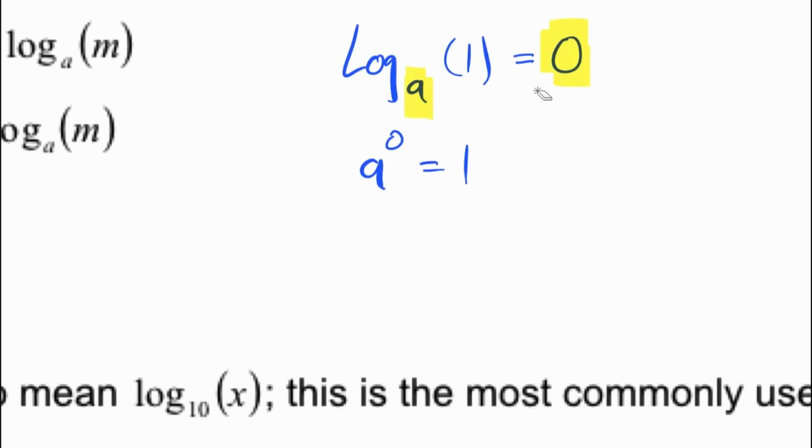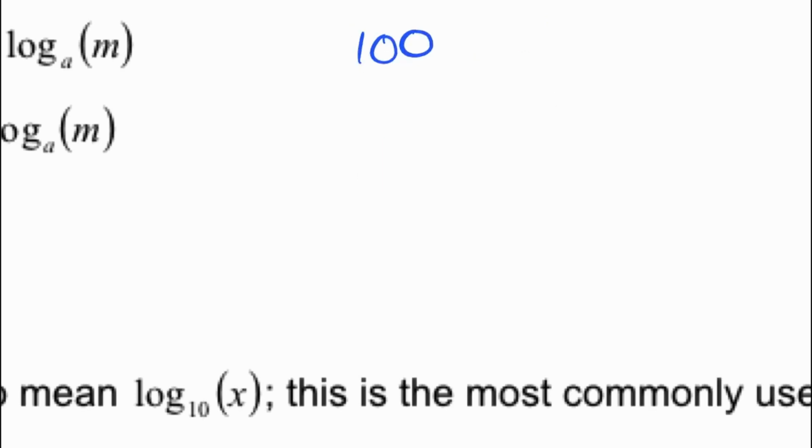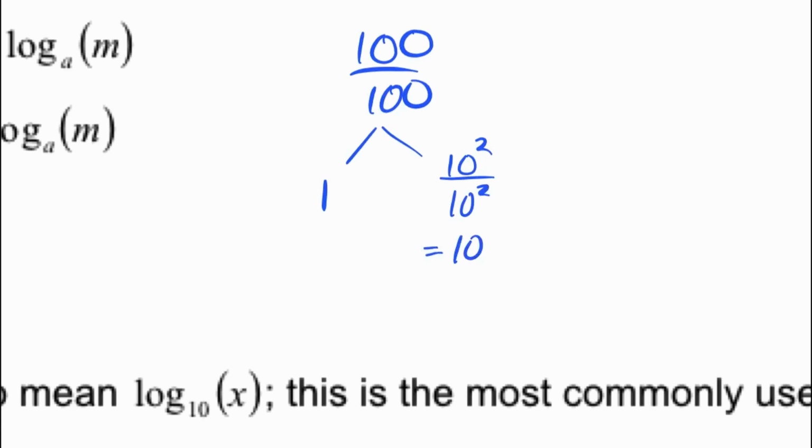And in case you forgot why, let me show you. Let's take 100 divided by 100. Well, 100 divided by 100 is obviously just equal to 1. But it also can be rewritten as 10 squared divided by 10 squared. Well, when you divide powers of the same base, you subtract the exponents. So that's going to be 10 to the 2 minus 2, which is 10 to the 0. So 10 to the 0 equals 1.